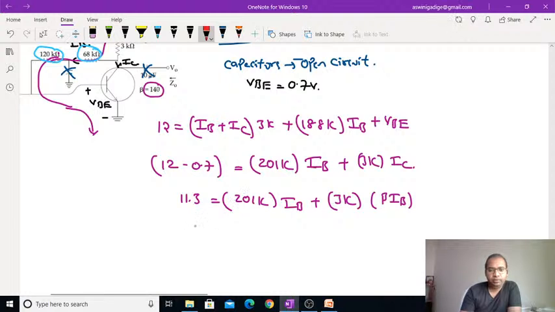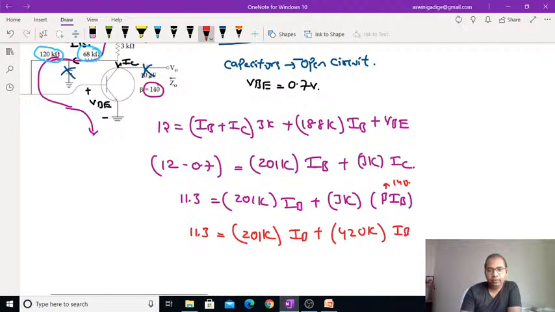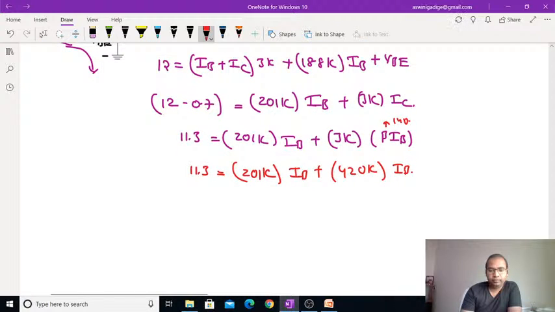So now 11.3 is equal to 201K into IB plus, so 140 into 3, here beta is 140, right? 140 into 3 means 420K into IB, correct?